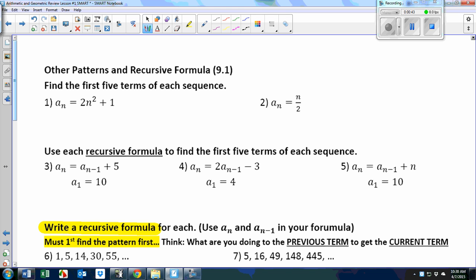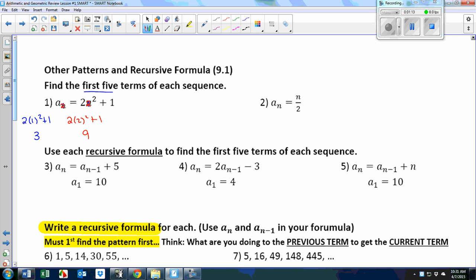Number 1, find the first 5 terms of each, which is literally to find the first term, put a 1 here and a 1 there. So 2 times 1 squared plus 1. The first term is 3. The second term, put a 2 where the n is. So 2 times 2 squared plus 1 turns 9. Second term is 9, and so forth.